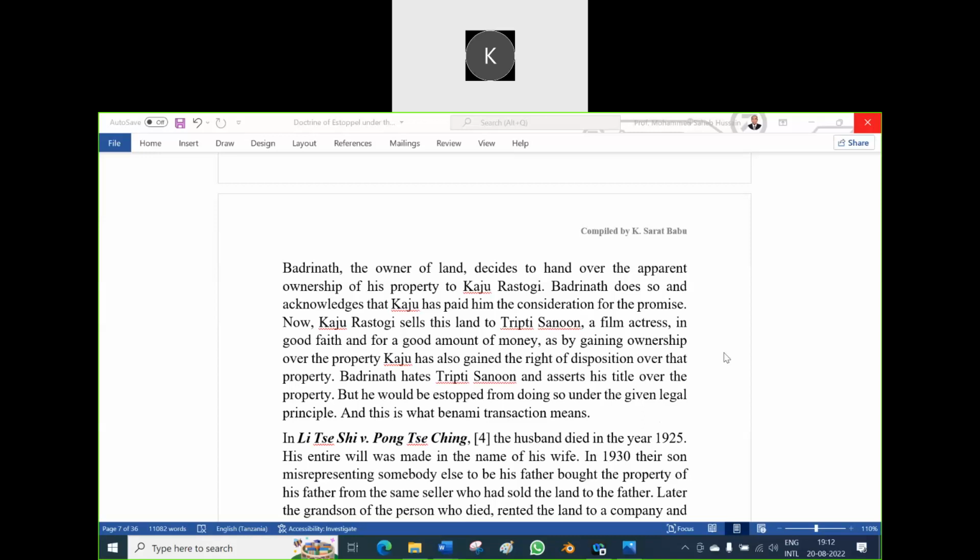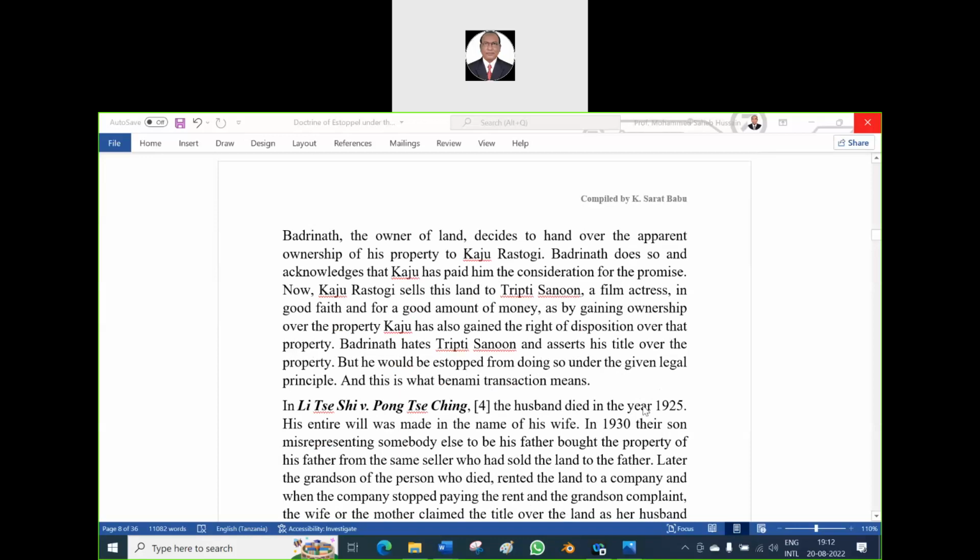But when he wants to stop the selling to Tripti Sanoon, at that time he should stop it. But after selling it, he could not do so. So even though he doesn't like Tripti Sanoon, that transaction cannot be denied. But if he knows earlier, he could stop it. Suppose he knows that Kaju is going to sell to Tripti Sanoon. At the time, he says, don't sell to Tripti Sanoon because I don't like her. At that time, can Badrinath stop it? No, Badrinath cannot stop it, sir. Even before.